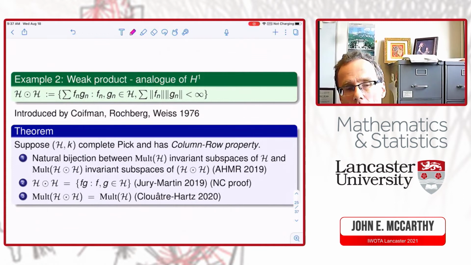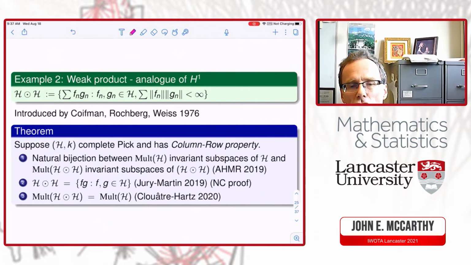The second result is that the weak product, a priori, you have to take infinite sums. But in this case, you don't. Everything in the weak product is just a single product, f times g, of functions in the space. It's not obvious at all that that's even going to be closed under addition. That's not even obviously a subspace.